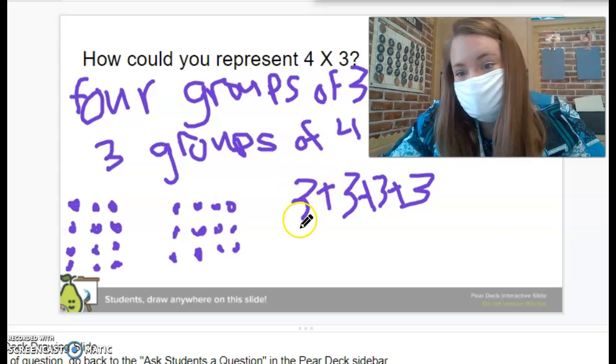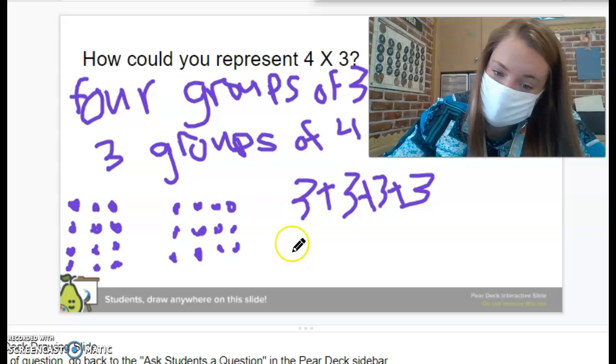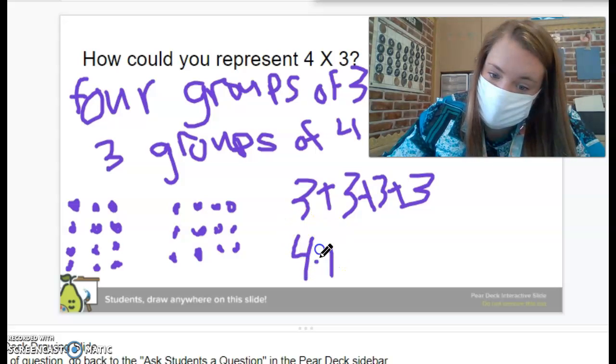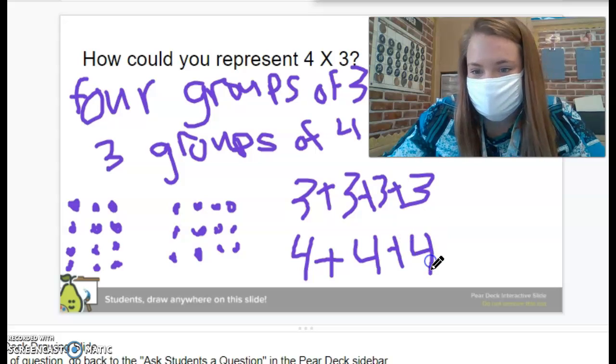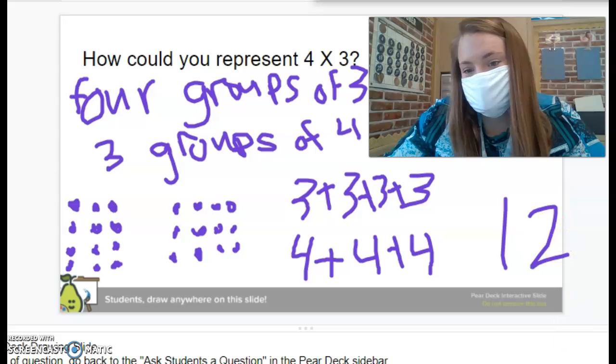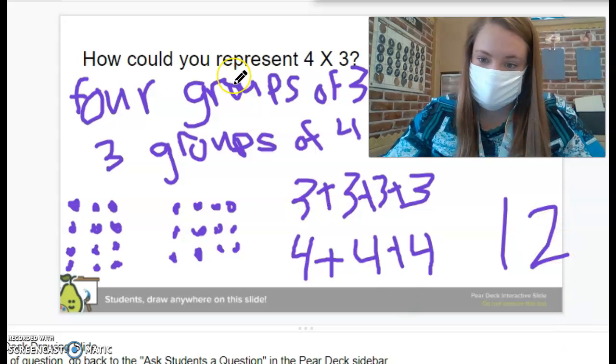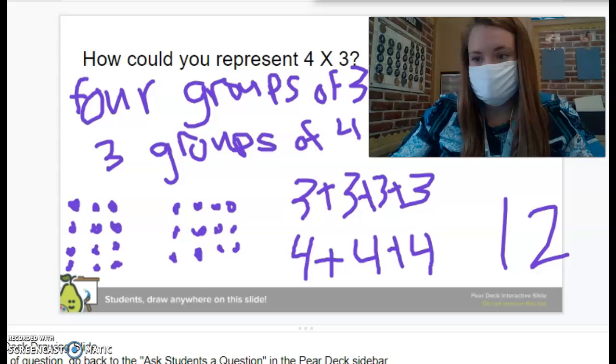And then I can flip it and do 3 groups of 4. So 4 plus 4 plus 4. Then obviously I could represent this with our product, which would be 12. Lots of ways to represent one multiplication problem.